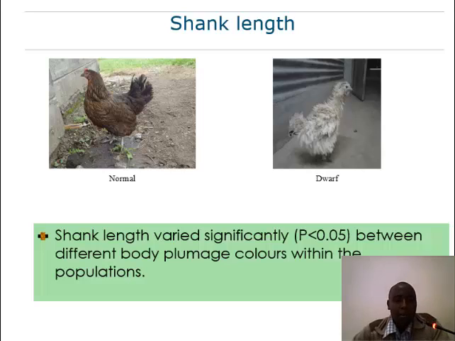In terms of shank length, there were 2 types, that is the normal and the dwarf. The shank length varied significantly between different body plumages within any ecotype.